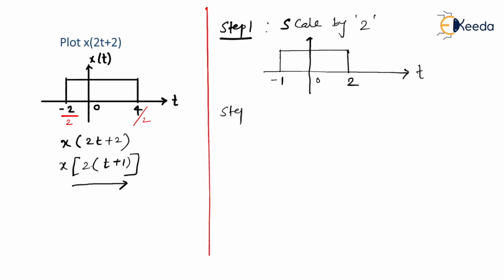Step number 2. When you are following this left to right approach, you see that you now have to advance by 1. When I'm saying advance by 1, it is plus 1. So we know that when plus 1 is specified, we subtract by 1, right? So the lower limit and higher limit will get subtracted by 1. Therefore, minus 1 will become minus 2, and 2 minus 1 will become 1.